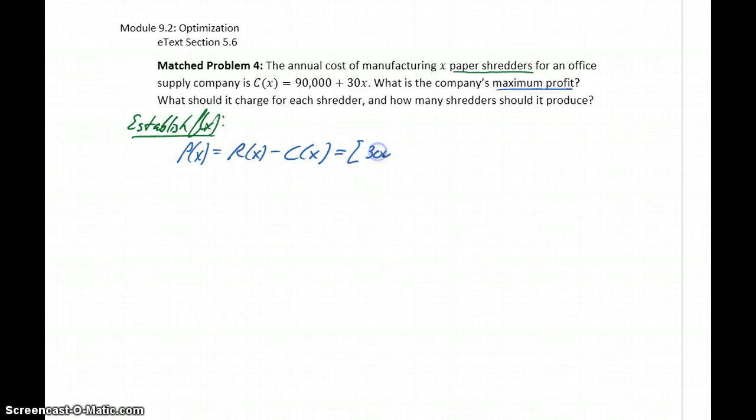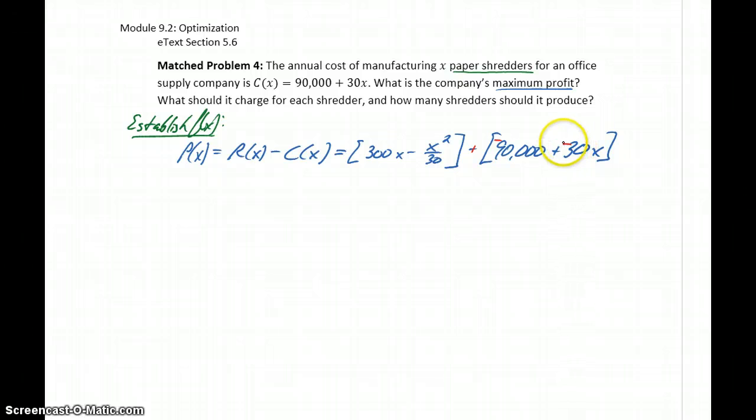which in this case, our revenue is 300x minus x squared over 30, which just comes directly from the last problem, that revenue function that we already calculated, minus the cost function, which is 90,000 plus 30x. So what we need to do is distribute that negative through our cost function, and then simplify so that we get negative x squared over 30 plus 270x minus 90,000.